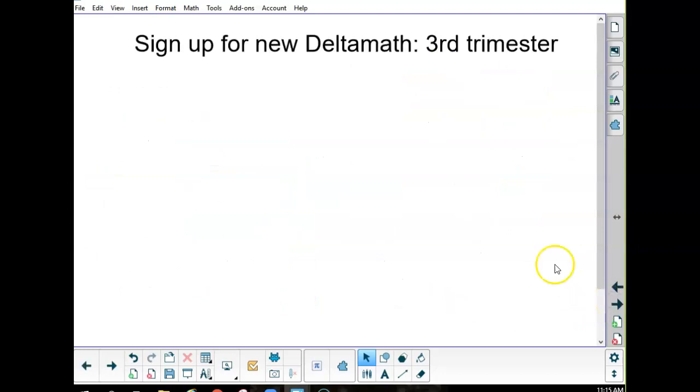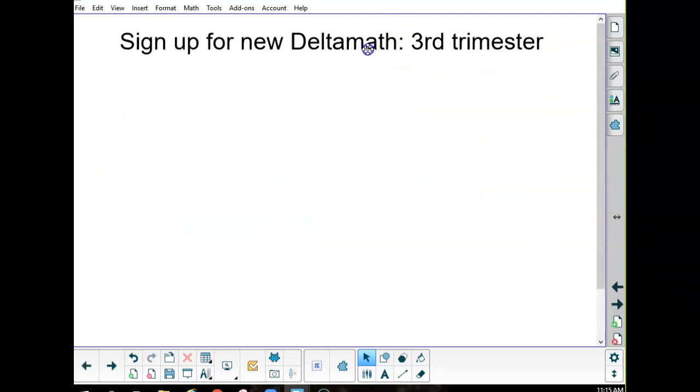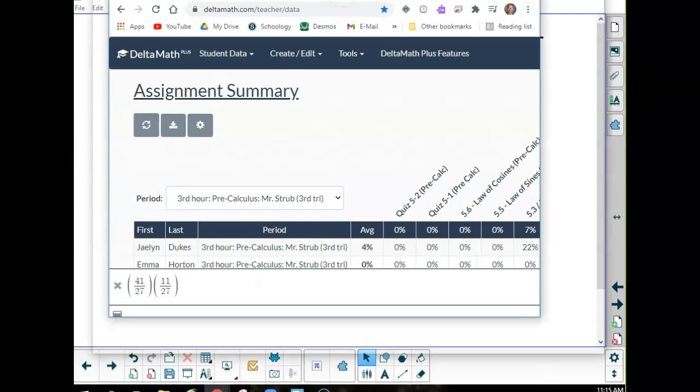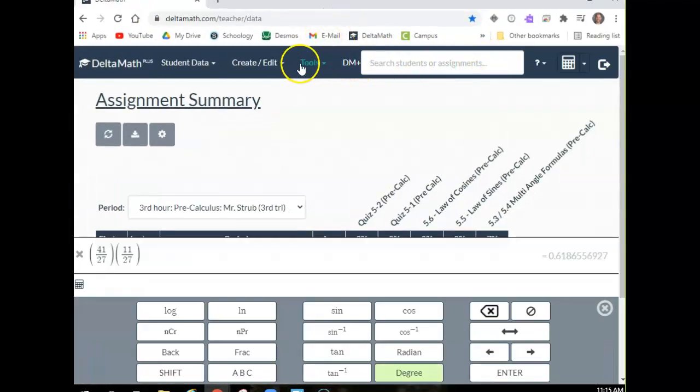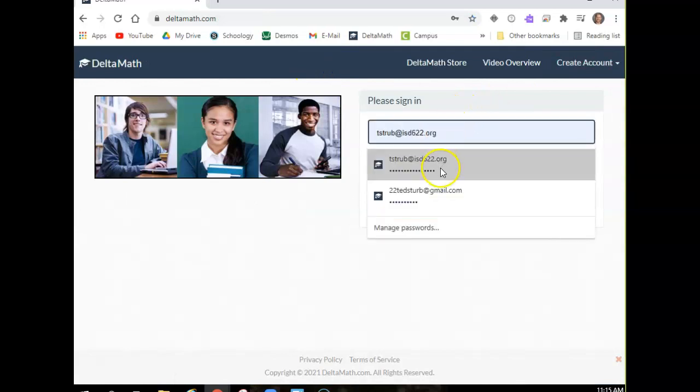Okay, so we have to talk about a couple of things. The first one is Delta Math. What I'd like you guys to do right now, I'm going to model this, but when you go into your Delta Math account, you're going to have to sign up for a new account. And let's see, I'm going to sign in as if I was a student. I created a student account here.